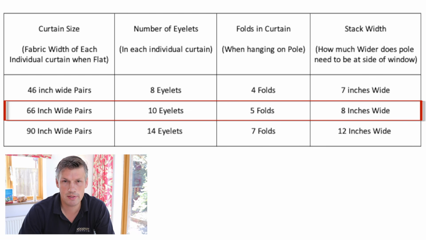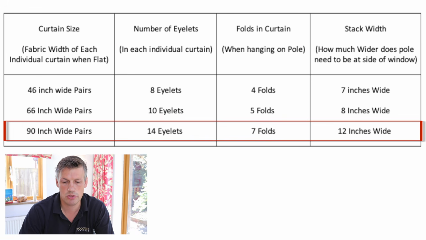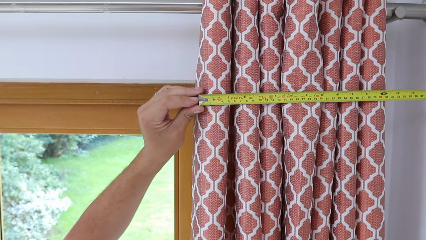The medium size is the 66 inch. This has 10 eyelets, which means 5 folds, and a stack width of 8 inches. And the largest size is 90 inches wide fabric width, 14 eyelets, 7 folds, and that's going to have a stack width of 12 inches on each side.